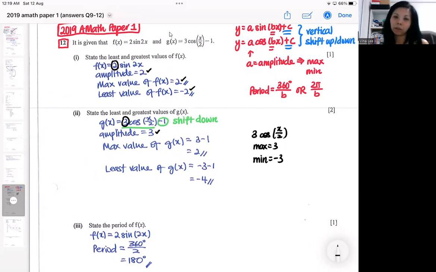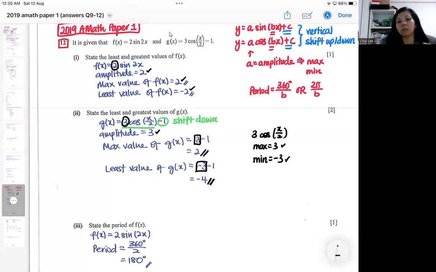But because you are shifting down, the highest will get lowered. That means from the highest 3, I'm going to shift it down. So from 3, it becomes 2 because the whole graph is being shifted. So that's why the maximum value of g(x) is 2. In the same way, before I shift, the minimum is minus 3. But if I shift down 1 unit from minus 3, that's how I get minus 4.